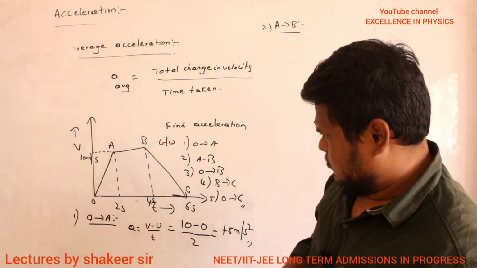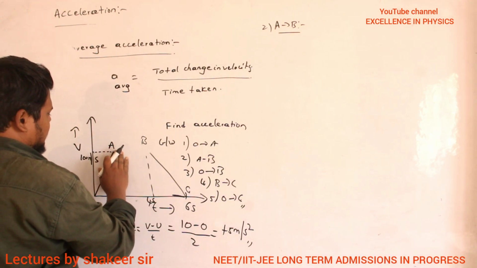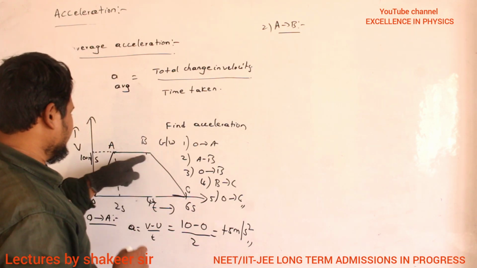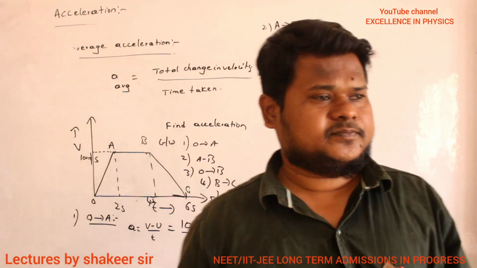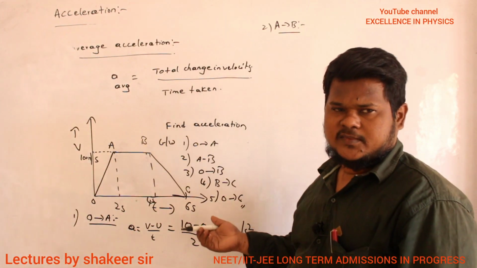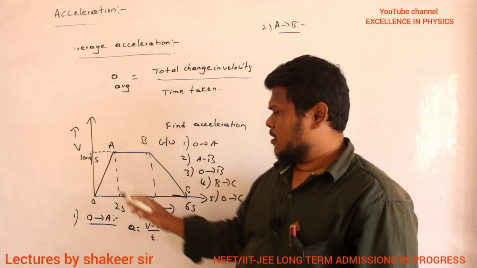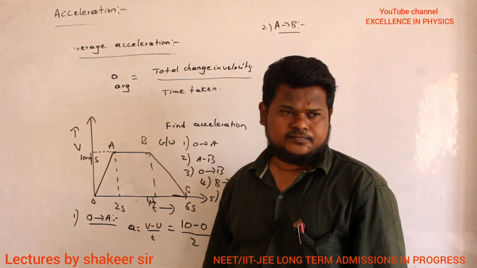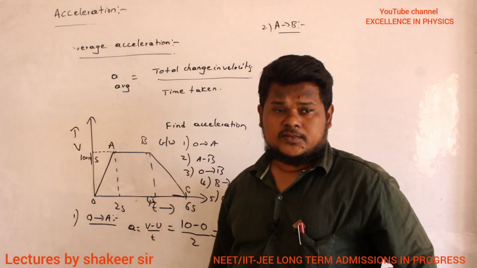From A to B, how is the shape of the graph? Straight line. Straight line means what? Velocity is not changing. That's the meaning of this. At point A, what is the velocity? 10. At point B also 10 only. So change in velocity is 0. There is no change in velocity. If the change in velocity is 0, acceleration is also 0.